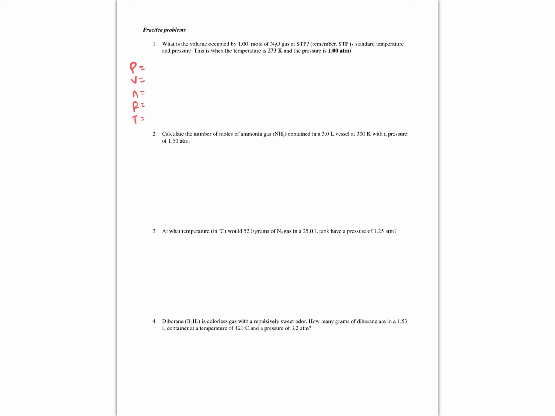Whenever I get one of these problems, I try to organize what values I know at first. Now I'm asked to find the volume of a gas that is 1 mole of gas at STP. And remember, STP is when the temperature is 273 Kelvin and the pressure is 1 atm. I'm going to use my PV equals nRT equation, and I'm going to rearrange it to be V is equal to nRT over P.